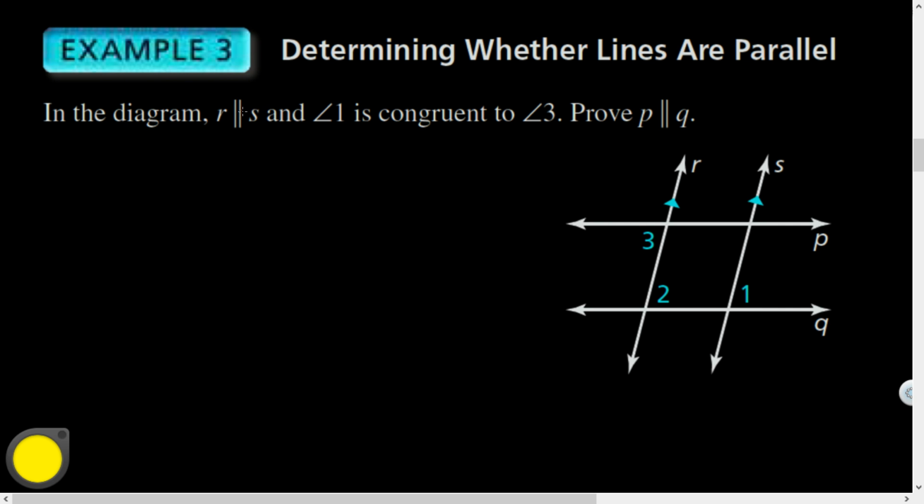Let's see, in the diagram, R is parallel to S. Oh, nice, they already labeled that for me, thank you. If you ever notice that it's not labeled, label it. Let's just label it. And 1 is congruent to 3. Okay, all right, label it. Prove P is parallel to Q.